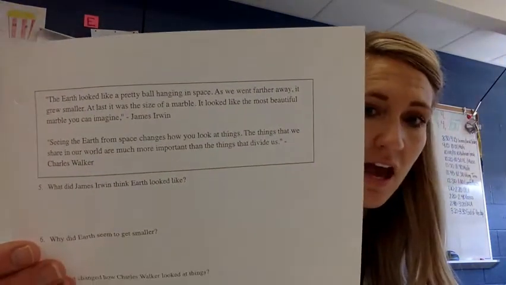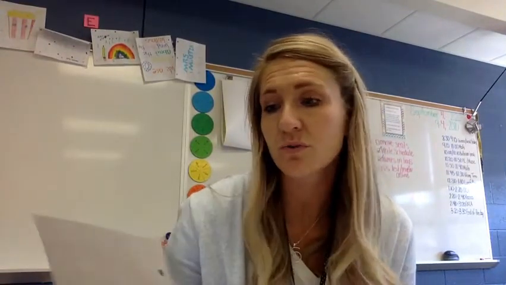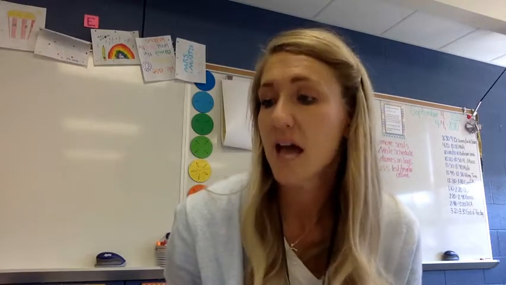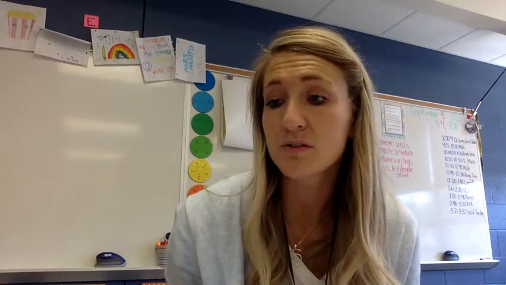So page 2, the directions are on the bottom of page 1, but then what it does is it gives us 2 quotes. It gives us a quote by James Irwin and a quote by Charles Walker, and then there are 4 questions about it. The quotes read, "The Earth looked like a pretty ball hanging in space. As we went further away, it grew smaller.